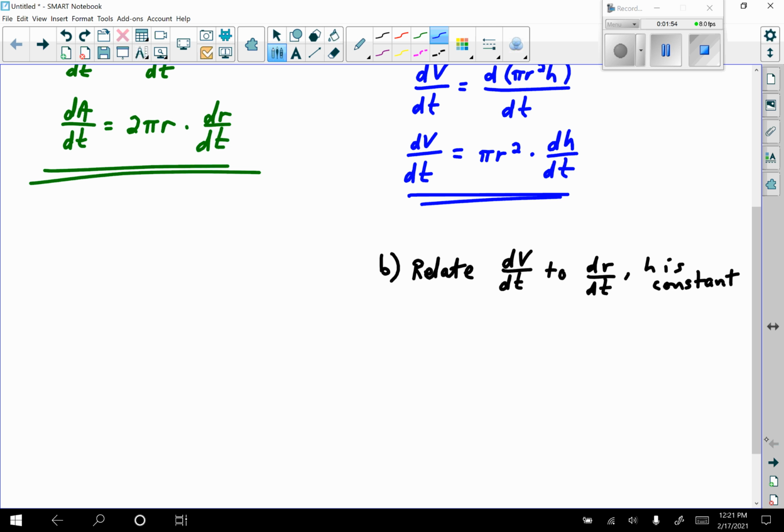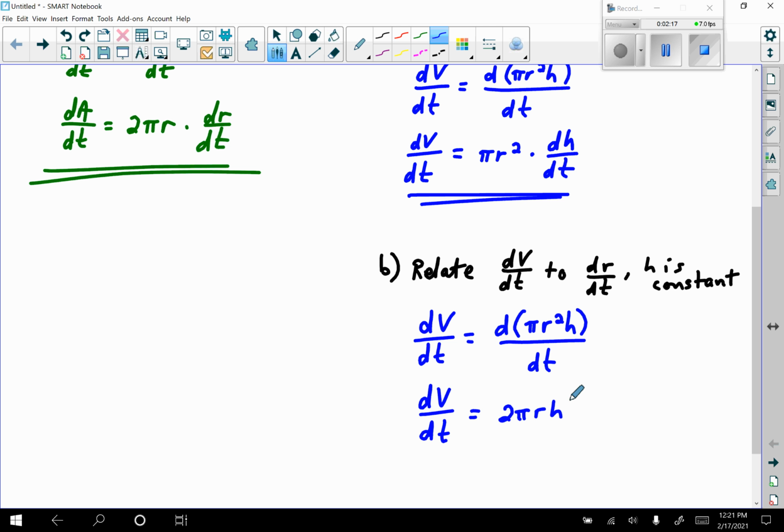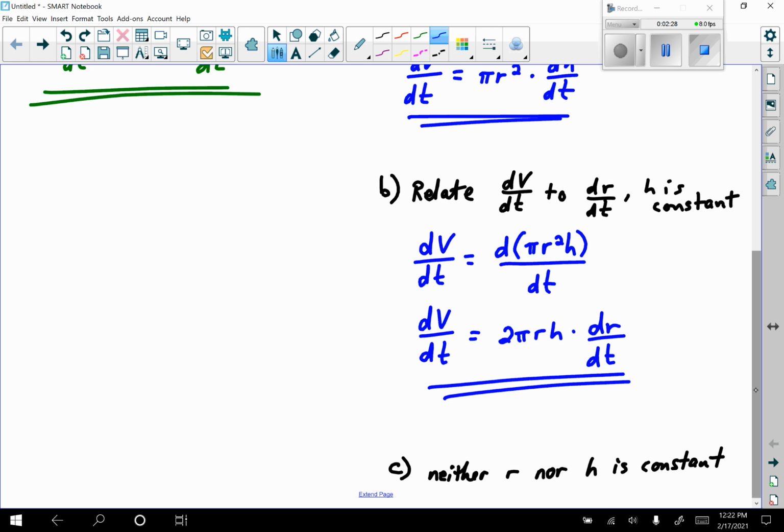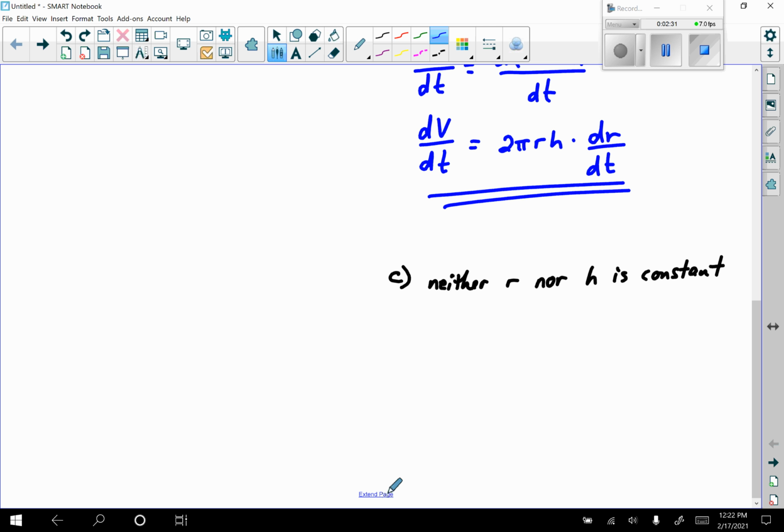For part B, just the opposite. We want to relate dv over dt to dr over dt. This time h is constant, so we'll still have dv over dt is going to be the derivative of pi r squared times our height over dt. But this time h is a constant, so we'll bring the exponent down. So we'll get a 2 pi r times h, or 2 pi h times r, and then times r prime, or dr over dt. And that's our answer.